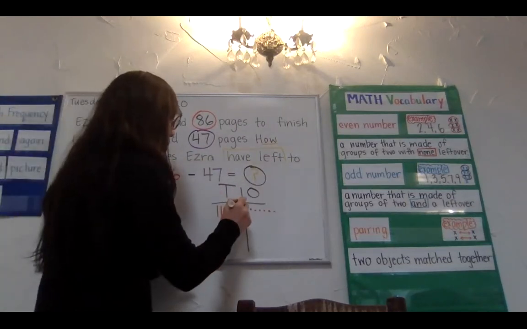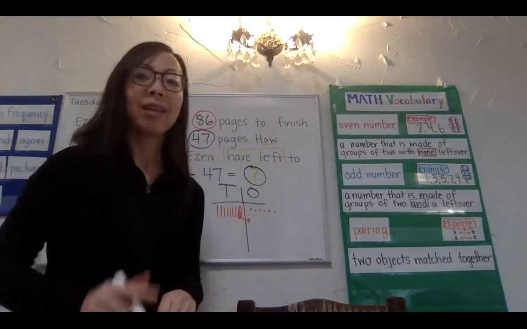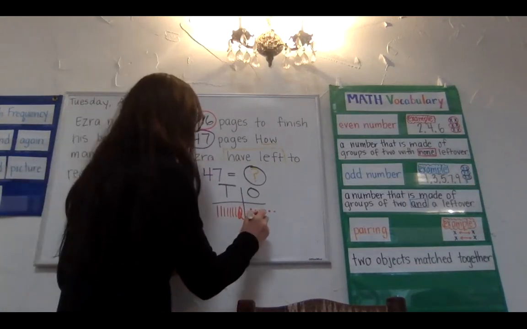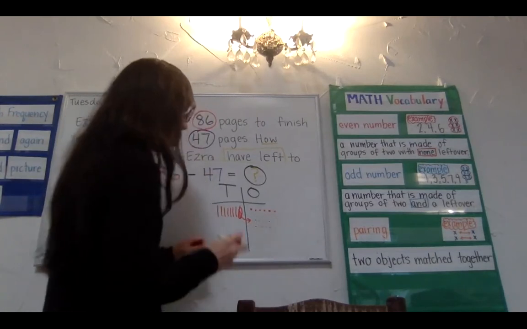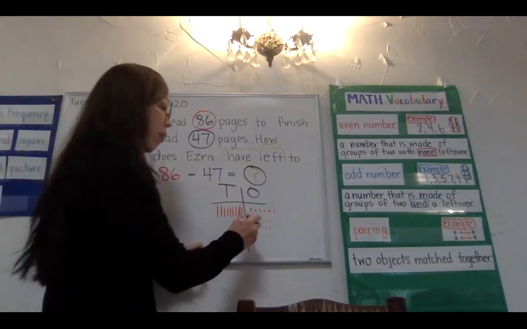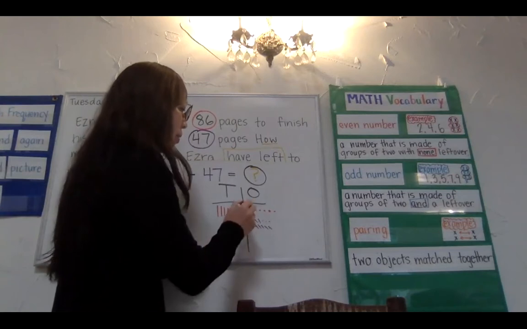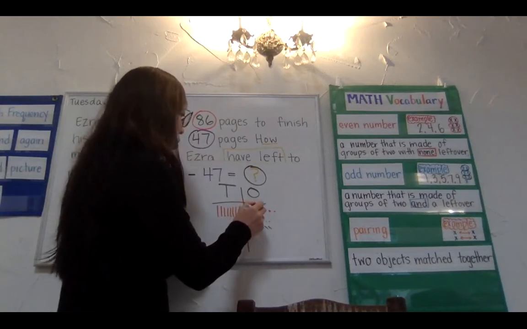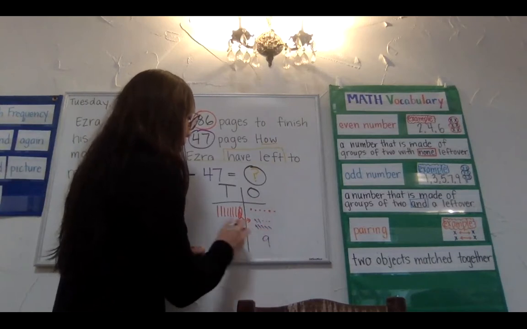So what do I do? I have to unbundle. You got it. So I'm going to take one of my tens, and I'm going to turn it into what? 10 ones. 1, 2, 3, 4, 5, 6, 7, 8, 9, 10. There they are. All right, now I have enough. So I'm going to take my 7 away. 1, 2, 3, 4, 5, 6, 7. Okay, what do I have left? I have 1, 2, 3, 4, 5, 6, 7, 8, 9. All righty, 9 it is.